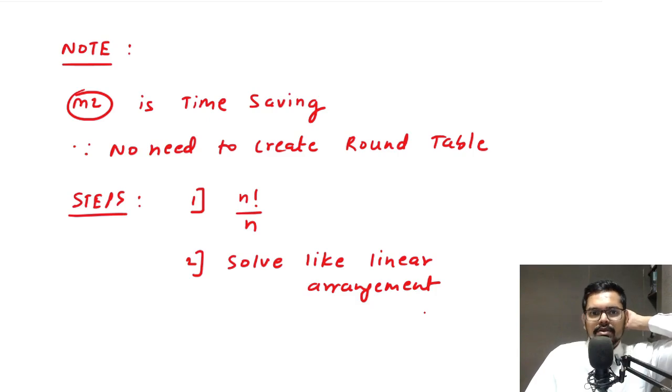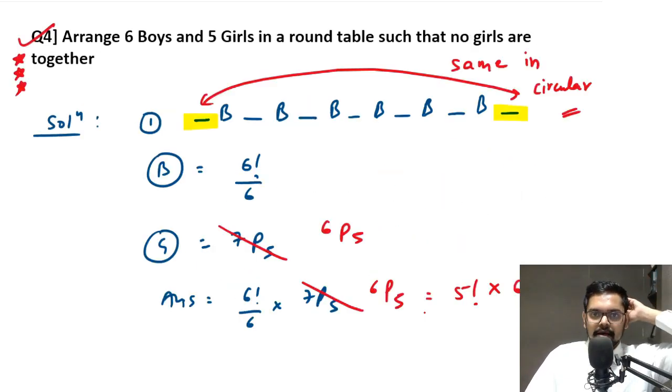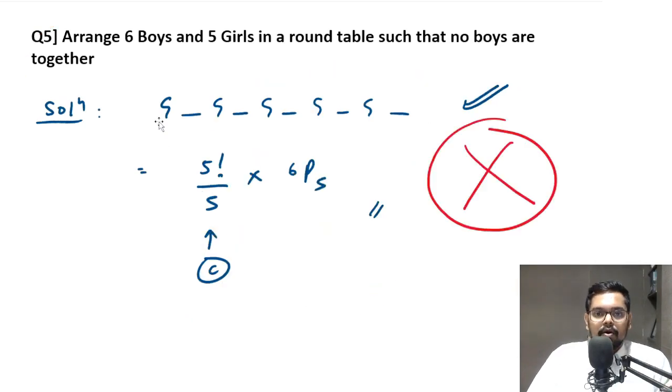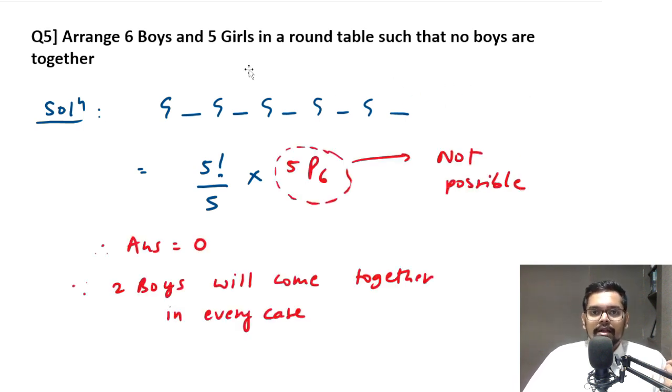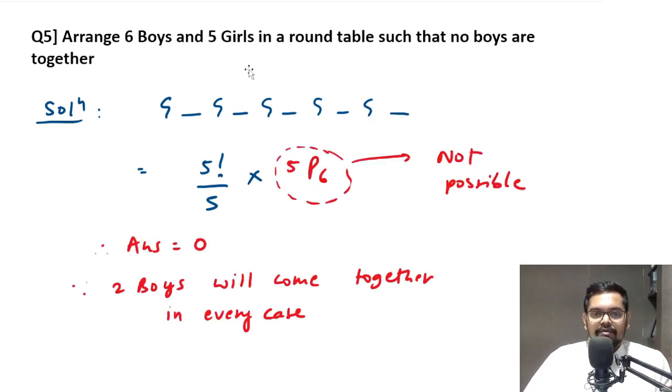Then we saw that there is time saving in the second method too, because there is no need to create the round table. You can just get the answer. But when patterns are there, make sure that in the linear style, the first and the last blank are the same in the circular, so keep an eye on that. Also, if we have 1, 2, 3, 4, 5 vacancies and 6 boys, and the constraint is no boys are together, then be cautious. It should not be 6P5 as the answer, because n should be greater than r. It should be 5P6.